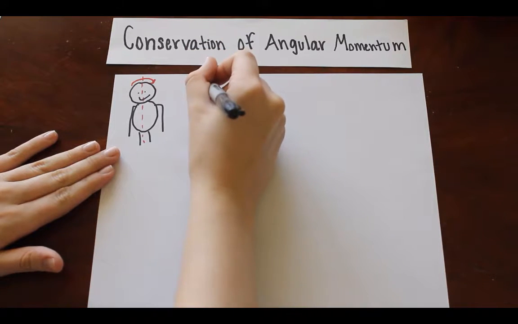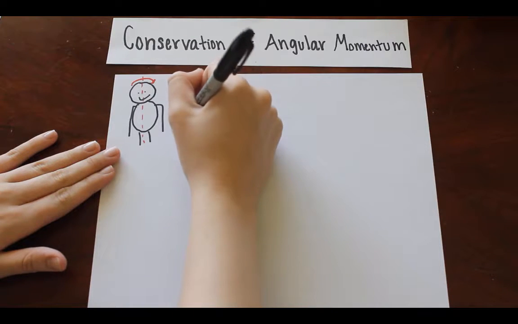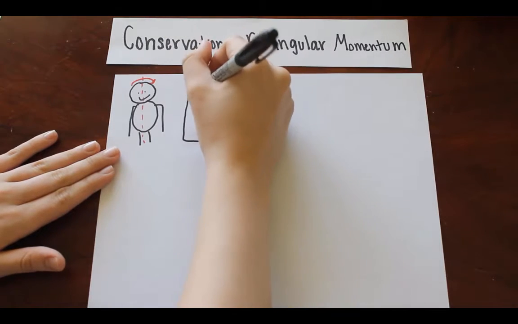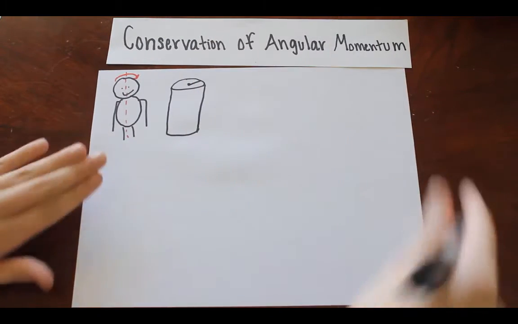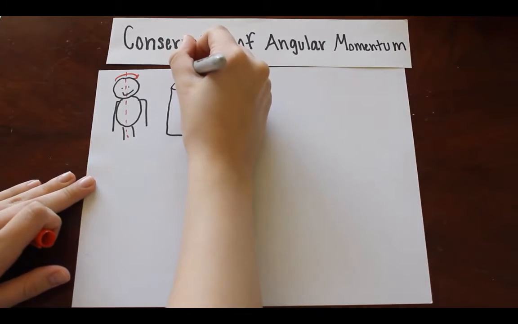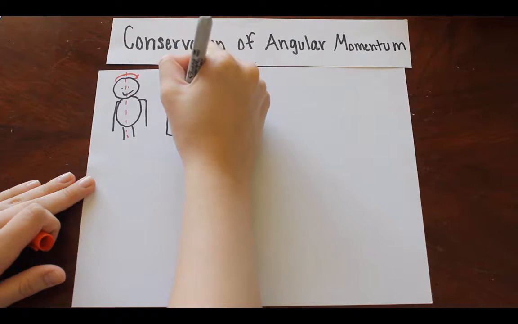So we're going to draw the cylinder. The cylinder is going to represent the person because the person's mass is mostly evenly spread out, and the person's radius is going to be his shoulders, which is about even throughout. Now I'm going to mark the center, the axis of rotation for the cylinder. And the cylinder is also going to be rotating clockwise.